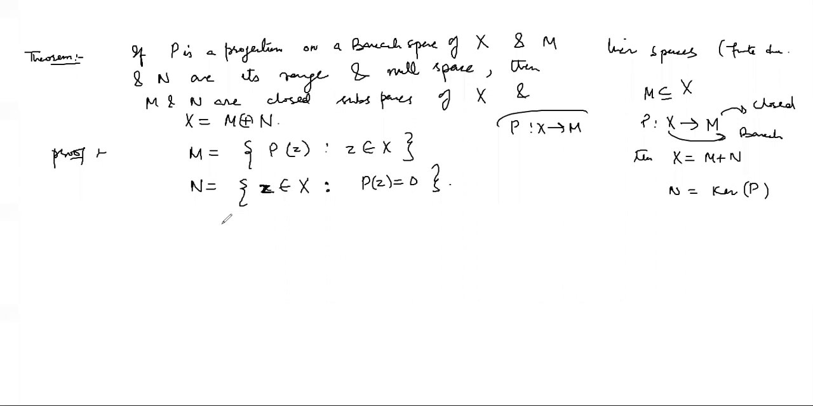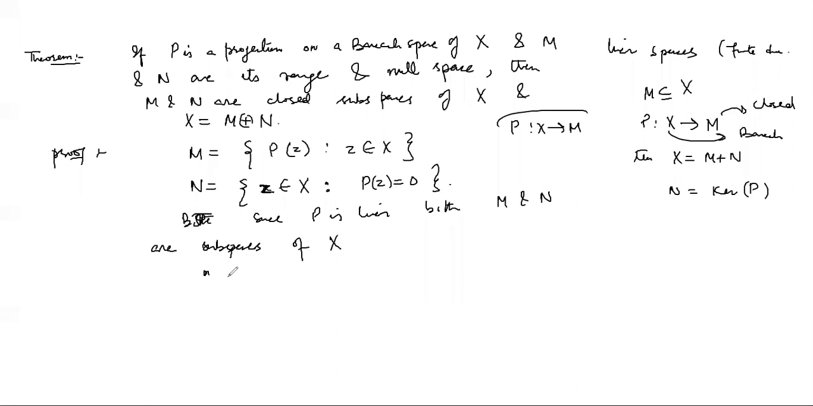Okay, now both are subspaces, we know that, है ना. Range of a, since चलो मैं लिखता हूँ, since P is linear, both M and N are subspaces. Range of a linear map is a subspace. Kernel of a linear map is also a subspace. So both are subspaces of X. Okay. Now we show that closed हम करेंगे. हाँ, हमें दिखाना है ना, M and N are closed, वो भी है, subspaces तो है ही.